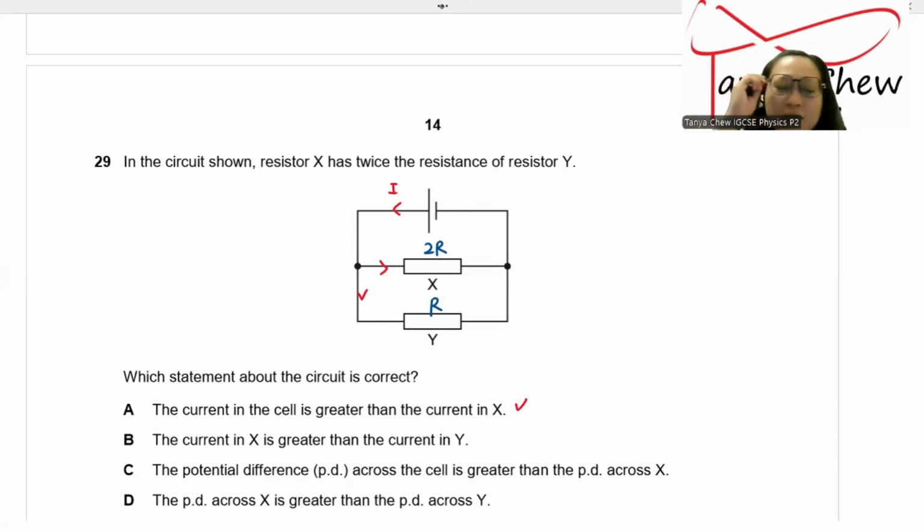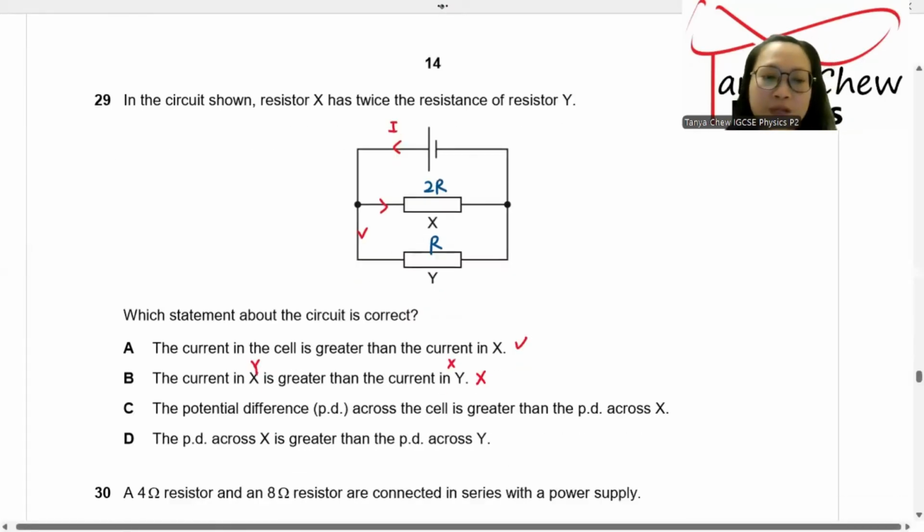But let us look at B. The current in X is greater than the current in Y? No, no, no. Current is like us human. Resistance means risk. If you know that there is a double the risk, will you ever take the risk? Oh, if you are the risk taker, that is not valid to you. But coward like me, I would not take the risk. So I would say that current will choose the shortcut, easier way to flow. So current in Y is greater than the current in X.